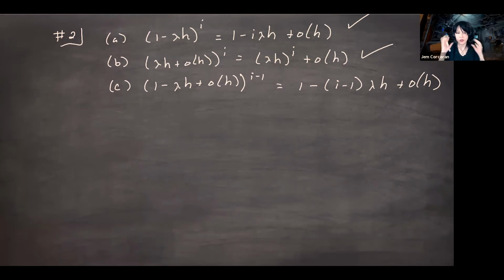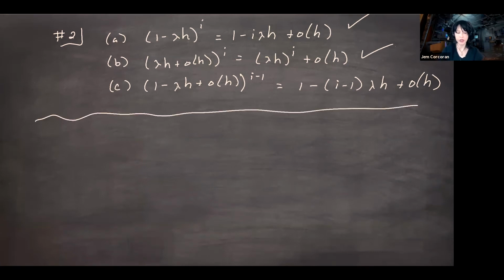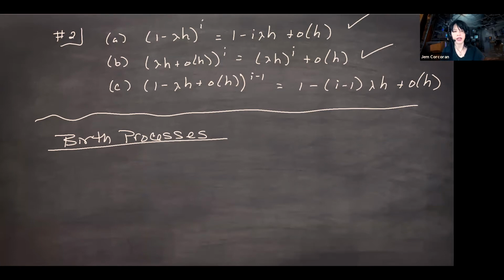And the reason I wrote such weird things, like why did I use I's and what's with the I minus 1, is for what we're going to do today, which is to talk about birth processes. So a birth process is a kind of counting process like a Poisson process, but the arrival rate can vary, not depending on time, but depending on the current number of people in your population.